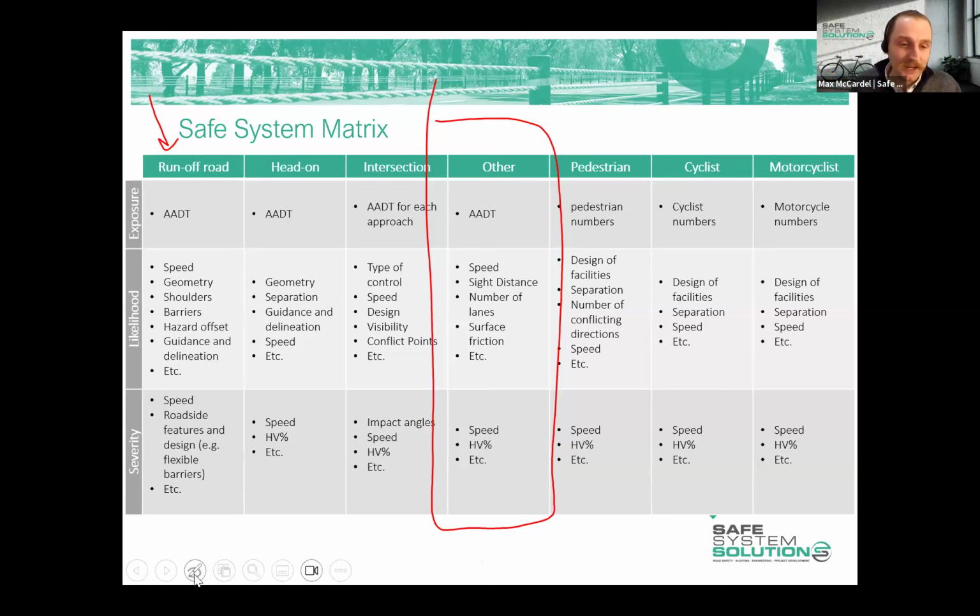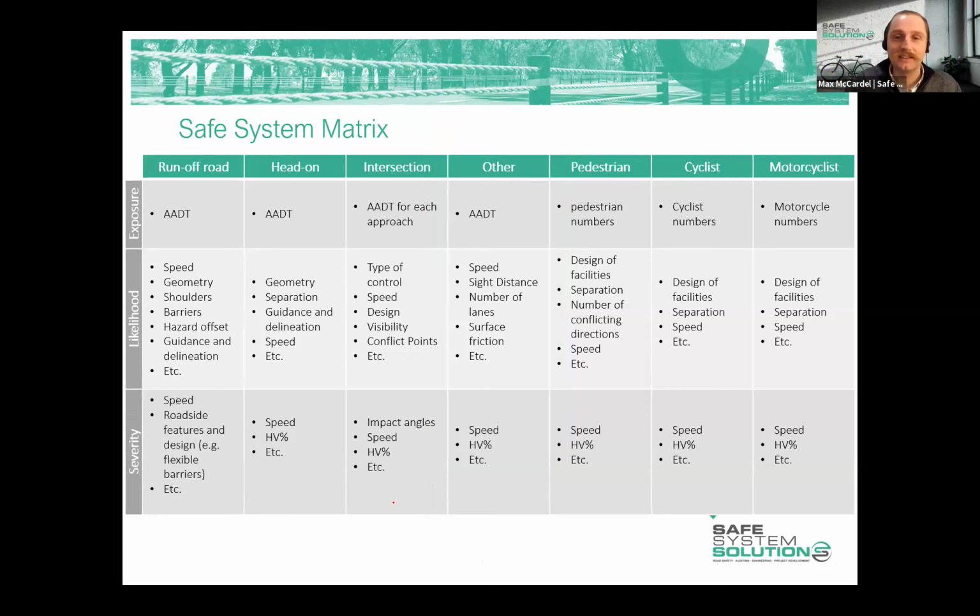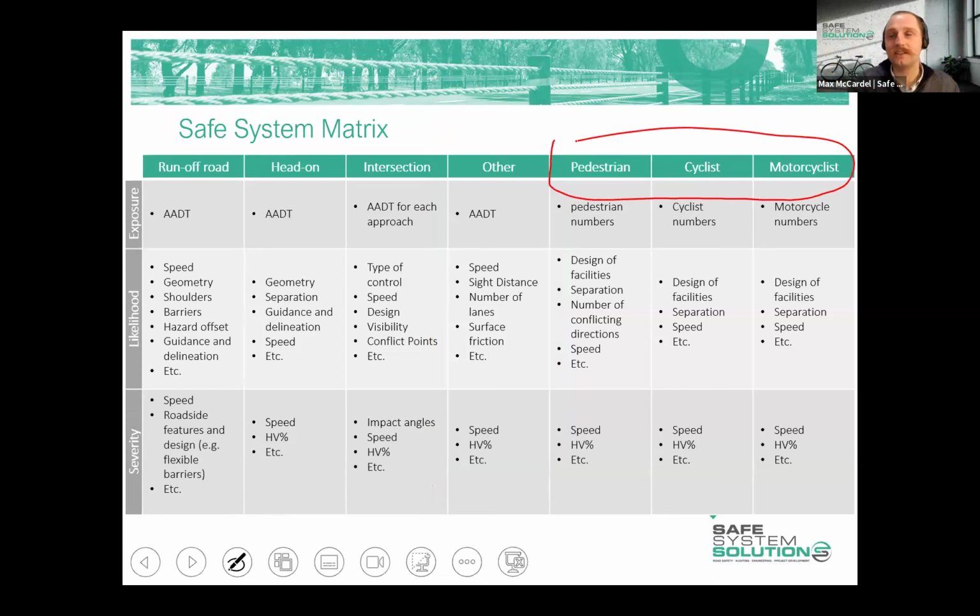The other note I wanted to make is about pedestrians, cyclists, and motorcyclists. The reason that they've been separated out is because they're vulnerable. They have that different speed impact threshold compared to the other side of this matrix, where you're in a vehicle, you can survive higher speeds.